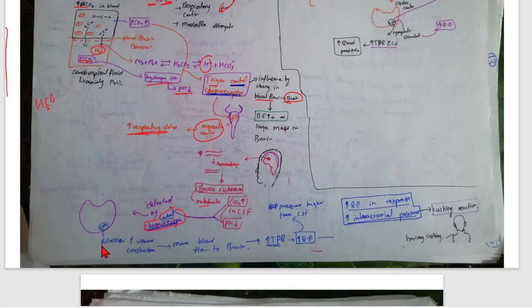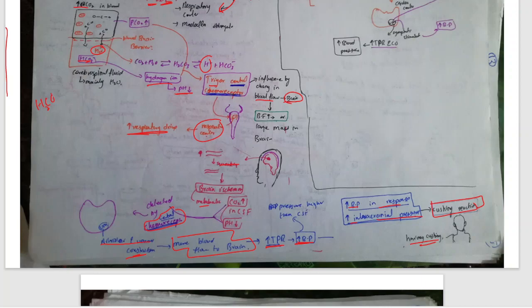And then arteriolar and vein constriction is done, more blood flows to the brain, total peripheral resistance is increased, and blood pressure is also increased. When the blood pressure is increased due to this mechanism, because of the abnormality in the brain, this is called the Cushing reaction. When the blood pressure is increased in response to increased intracranial pressure, that process is called the Cushing reaction.